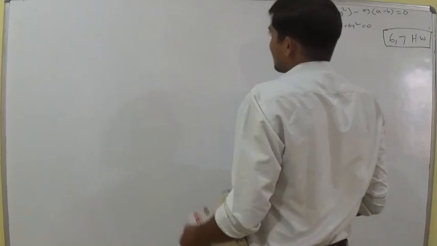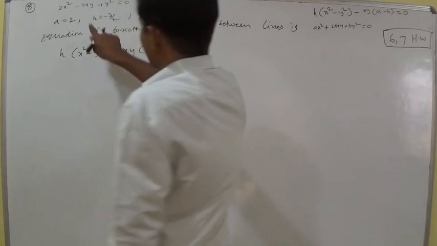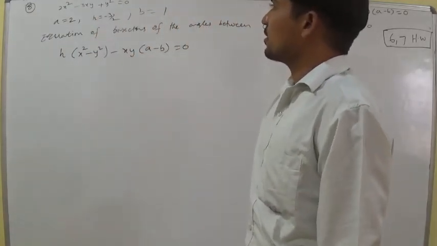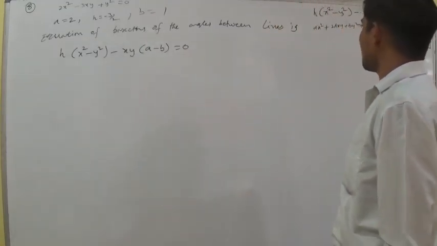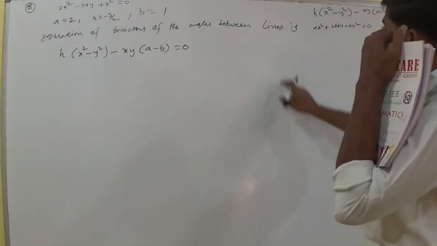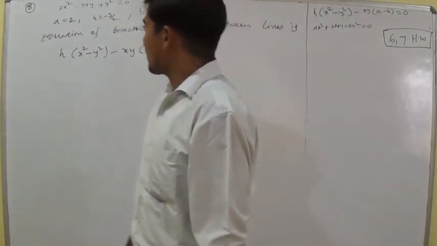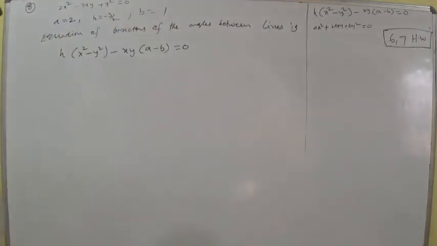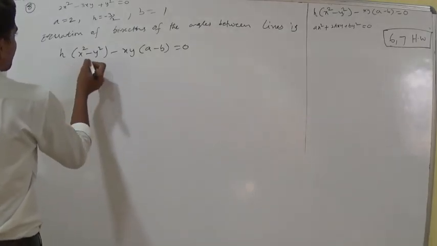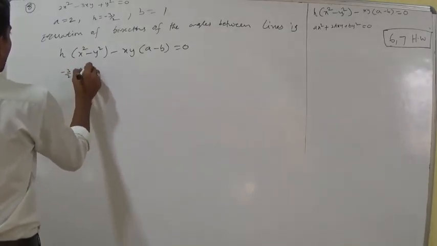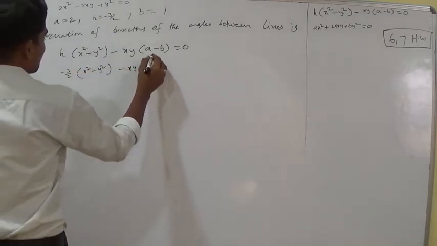Clear? Next, eighth. Now see the eighth problem: 2x square minus 3xy plus y square equal to 0. Then the equation of bisectors of the angles between lines is h into (x square minus y square) minus xy into (a minus b) is equal to 0. Let us substitute the values here. h is equal to minus 3 by 2, and x square minus y square minus xy into (a minus b).